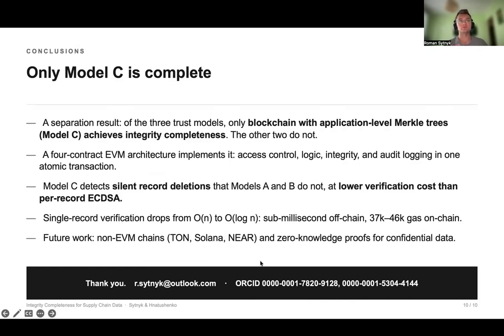The result has two consequences. The system detects silent record deletions that Model A and Model B do not detect. And full dataset verification costs less than the per-record ECDSA. For single record verification, the cost decreases from linear to logarithmic. For future work, we will include non-EVM chains not related to Ethereum, such as Stellar, Solana, Near, and zero-knowledge proofs for confidential supply chain data.